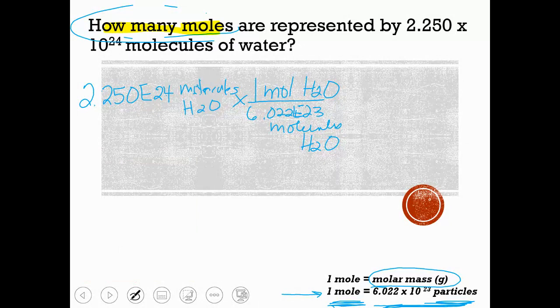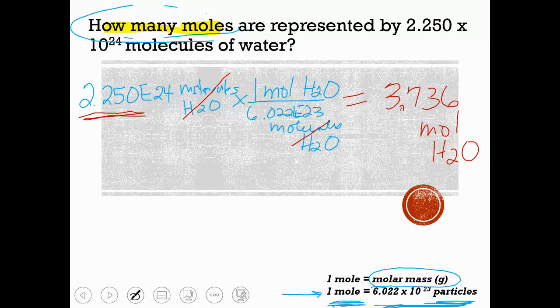I wanted to change colors, get rid of the molecules of water. My answer is going to be moles of water. And I am taking the 2.250 times 10 to the 24th. I'm dividing by Avogadro's number. This has 4 sig figs. That trailing 0 counts because of the decimal. And my answer is then 3.736. This is supposed to be a decimal. Again, clean that up a little bit.